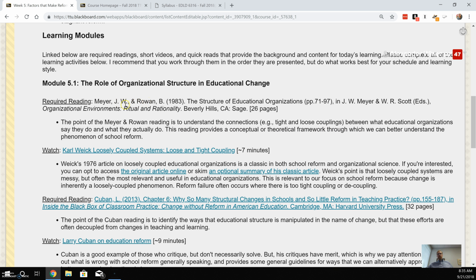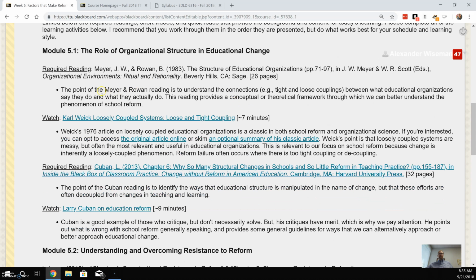Meyer and Rowan wrote another piece about educational organizations that talks about myth and rationality, and how there's a mythology that goes with schooling. That means, what do we expect? What are our cultural expectations for it? How do we believe in schooling? That sort of thing. And there's a rationality to it. Rationality doesn't always mean that things work. It just means that we think they work. They provide a background about that as well in this article. So I'd like for you to watch that.